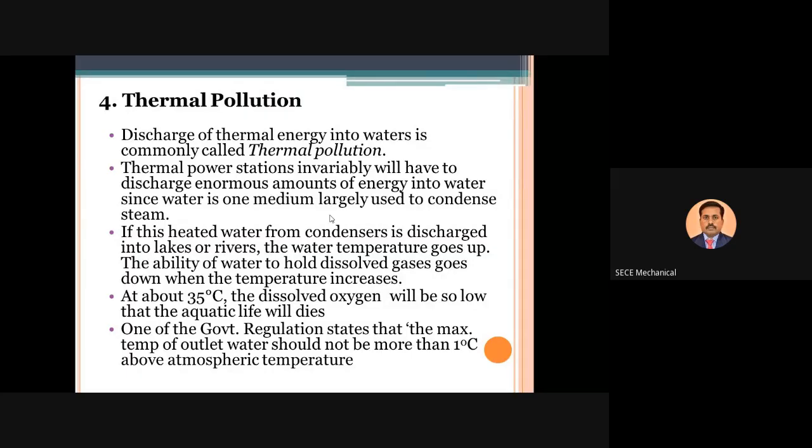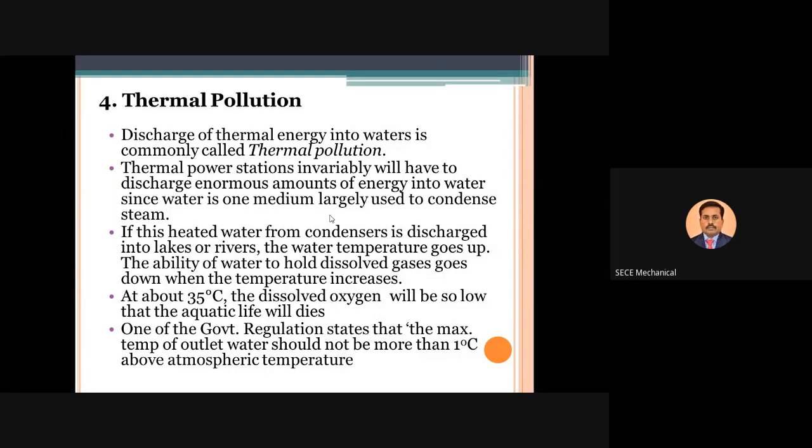If you use some cooling water around the condenser, circulating through the vapor tubes, then definitely the condensation process takes place. The vapor is converted into water, and the cooling water gets heated up. That heated water goes back to the water area. The temperature of the water is increasing, and that will affect the area.